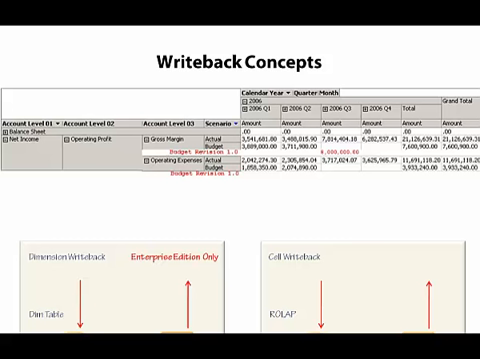So a key difference between dimension write-back and cell write-back is that the dimension write-back puts the new dimension members directly into the source table, whereas with cell write-back, there's a completely different table, and the data that it stores is not the value that you enter as the write-back value, but it stores the difference between what's currently in the cell and the value that you want it to be.